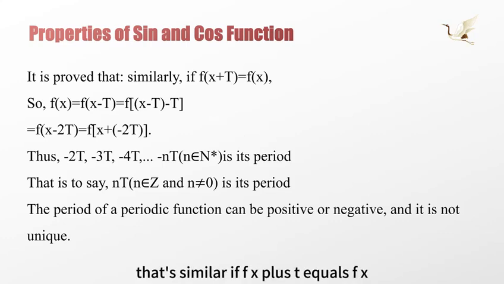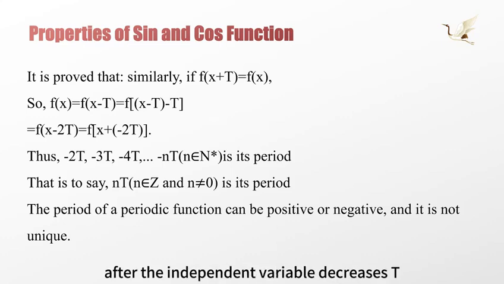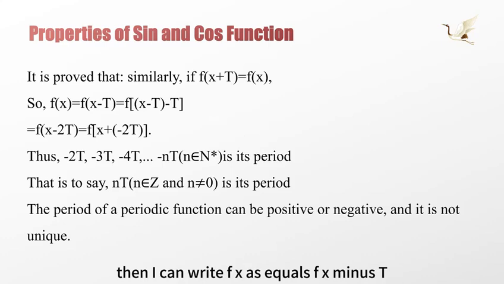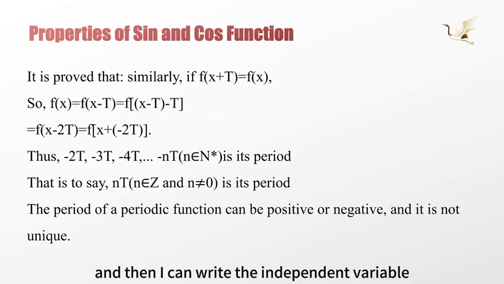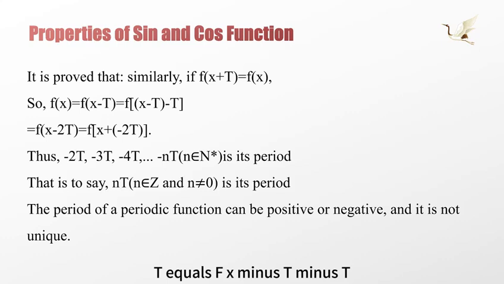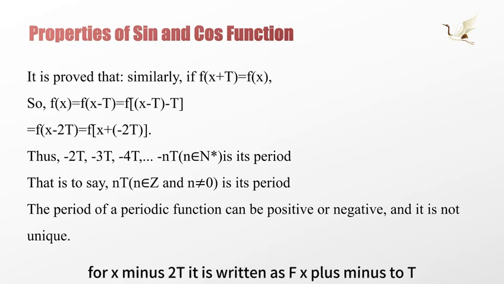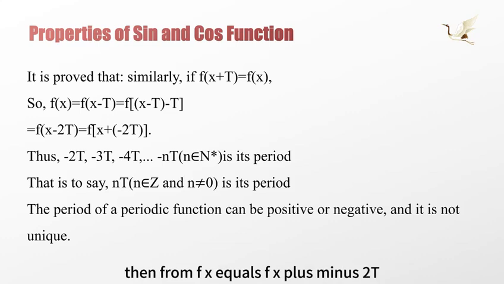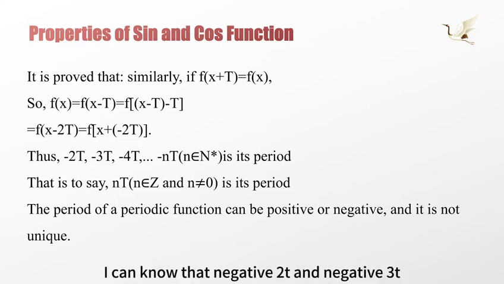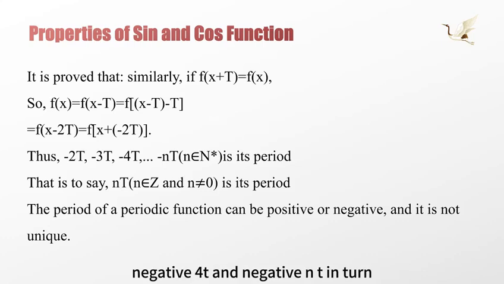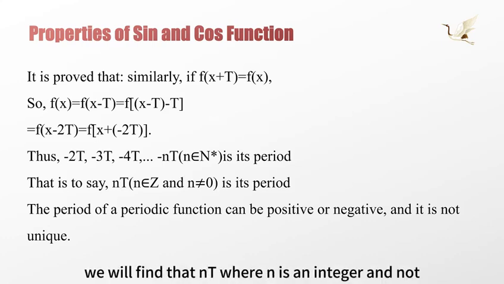Similarly, if f(x + t) equals f(x), I can understand that the function value remains unchanged after the independent variable decreases by t. Then I can write f(x) equals f(x − t), and then the independent variable reduced by the period t gives f(x − t) equals f(x − 2t). For x − 2t, it is written as f(x + (−2t)). Then from f(x) equals f(x + (−2t)), I can know that negative 2t, negative 3t, negative 4t and negative nt in turn, where n is a positive integer, are also its periods. Through the above two proofs, we will find that nt, where n is an integer and not 0, is its period.